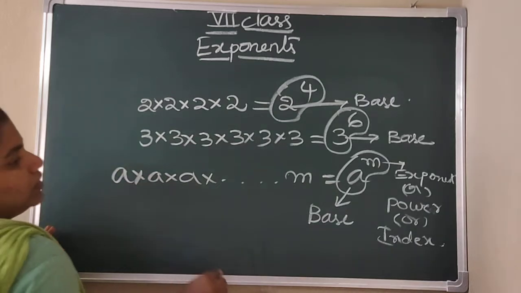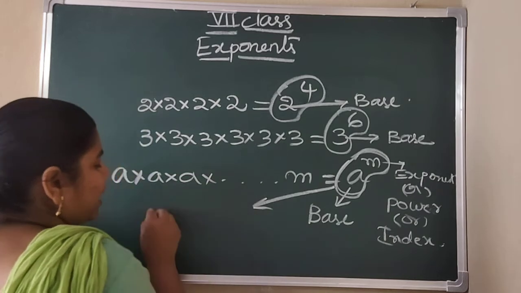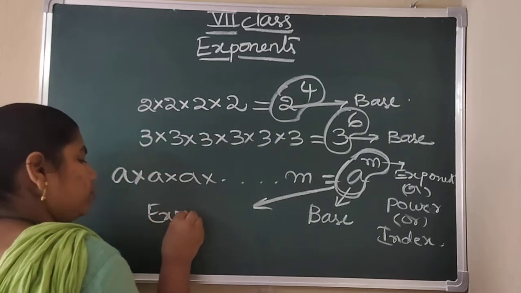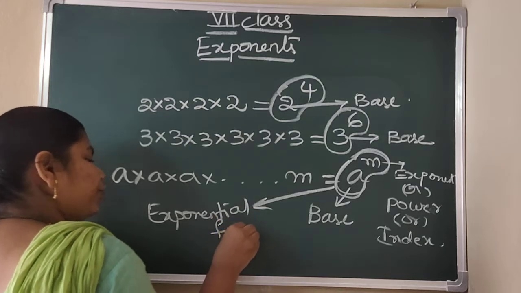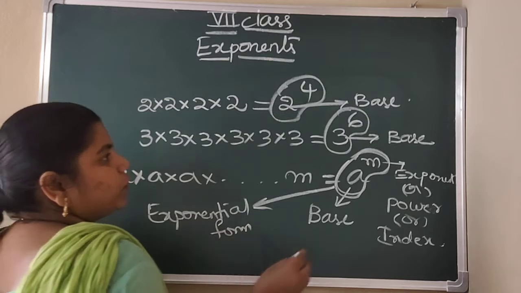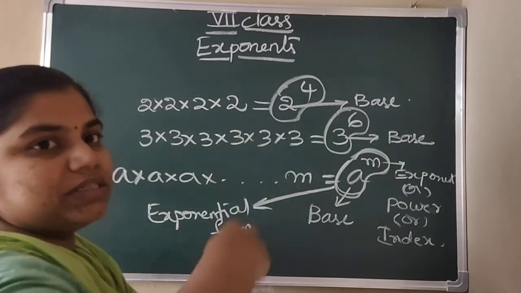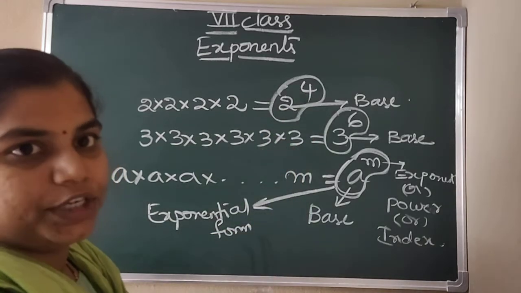So this total a power m we will call the exponential form. In the same way, this 3 power 6 is an exponential form, and 2 power 4 is in the exponential form.